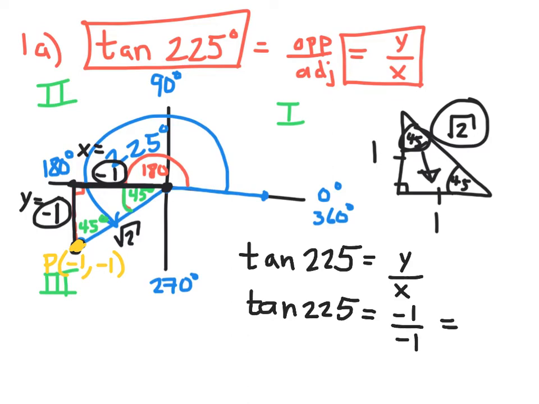And -1 divided by -1 is +1. So the tan of 225 is +1. And you can try that on your calculator. If you take out your calculator and take the tan of 225, you actually get +1 as your answer.